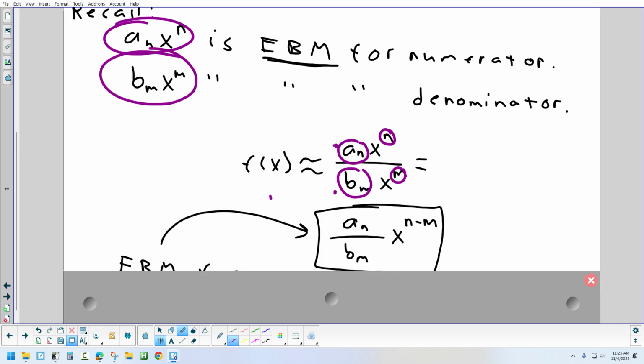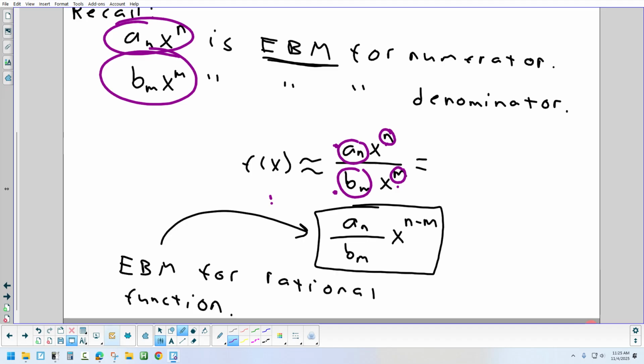Okay, so when you simplify your final answer for the EBM, you're going to divide these two numbers, whatever they are, and then you're going to have an x, and the exponent is going to be n minus m, because that's how you find your exponent when you do division. You subtract. And that's the EBM for your entire problem.